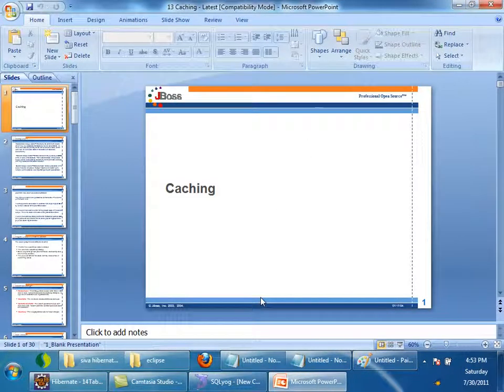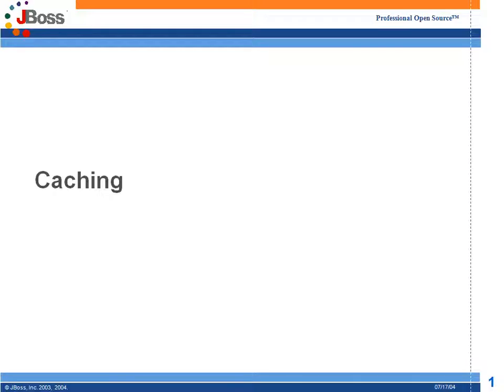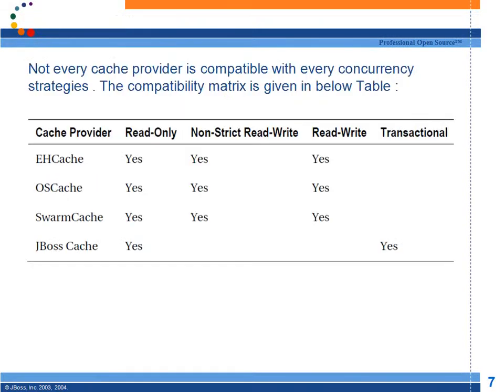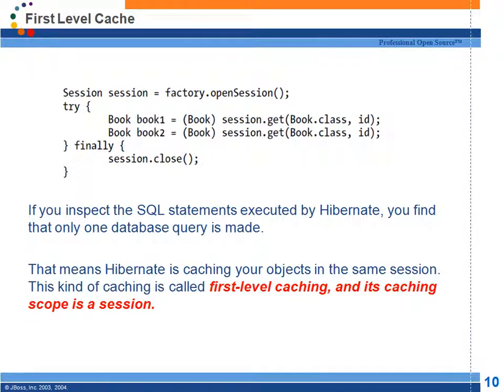Let us now discuss second level caching. Various types of caching are available. So first I will show you an example, and based on it I will take the discussion forward.